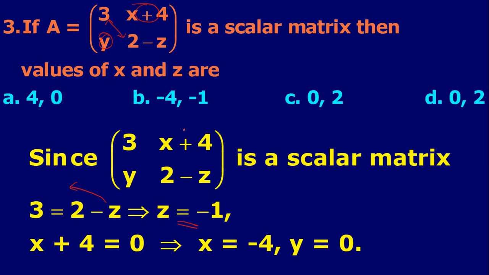And the other element should be 0, so we have to find the x value. Therefore x plus 4 equal to 0 implies x equal to minus 4. The question is to find only x and z values, so x value is minus 4 and z value is minus 1, therefore the answer is option B. If you want to find the y value, it is also 0. Here x value is minus 4 and z value is minus 1.